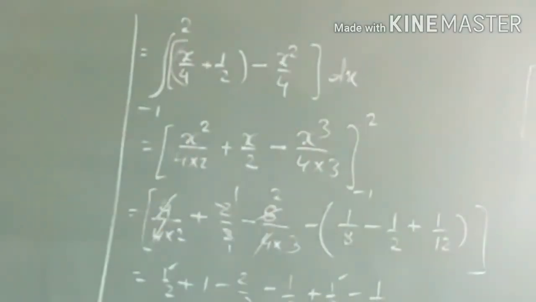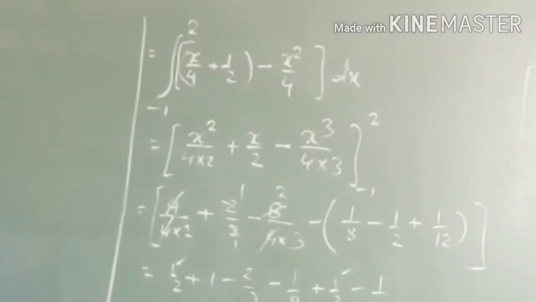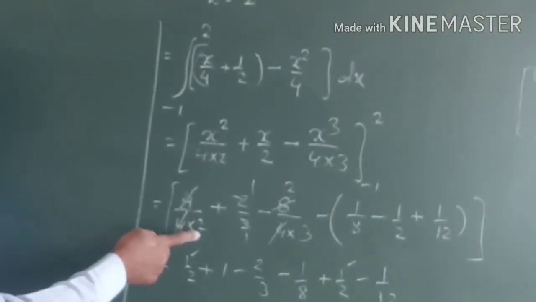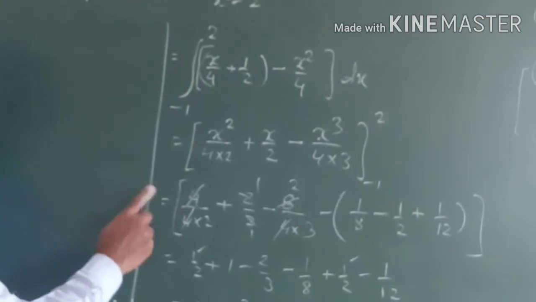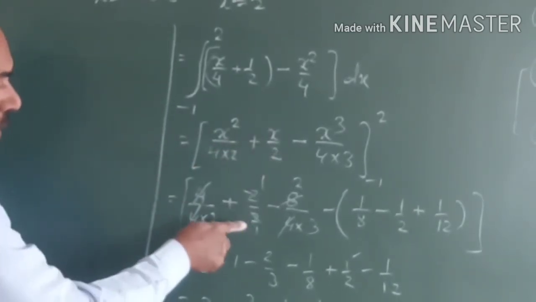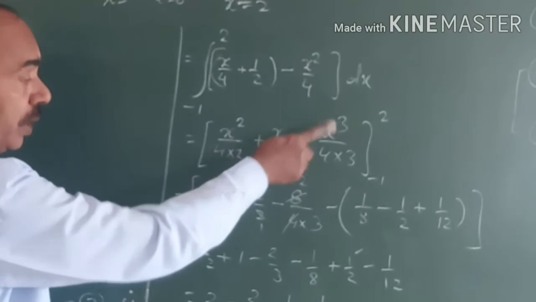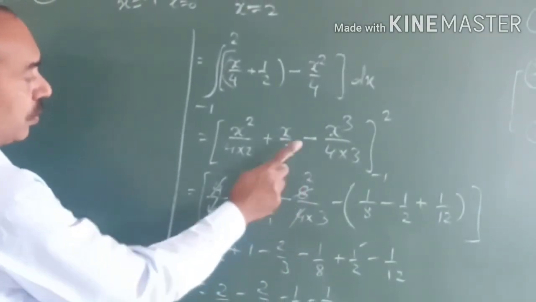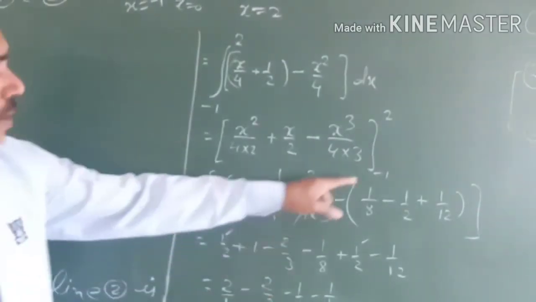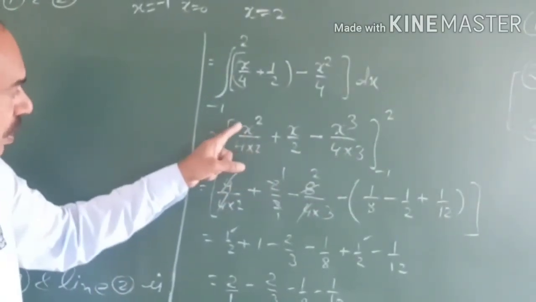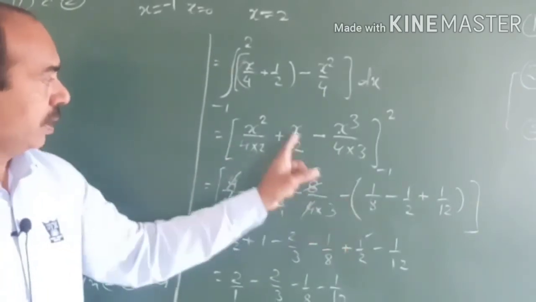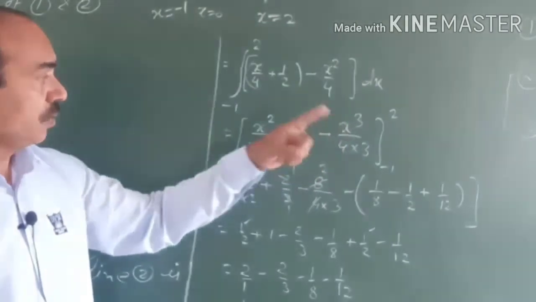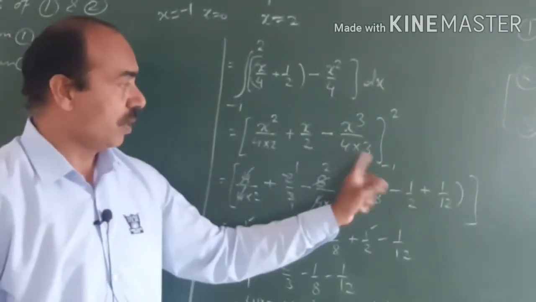Now apply the limits, upper limit minus lower limit. When you write 2 here, 2 square is 4, 4 by 4 into 2, so 1 by 4 cancels out. Write 2 here, so 2 by 2, you will get only 1. 2 cube is 8, and 4 by 3, 4 into 8 cancels out, only 2 by 3 remaining. Now minus 1 whole square means only 1, so 1 by 8. Write minus 1 here, so you will get minus 1 by 2. Minus 1 whole cube, once again you get a minus sign, so minus minus plus 1 by 12.